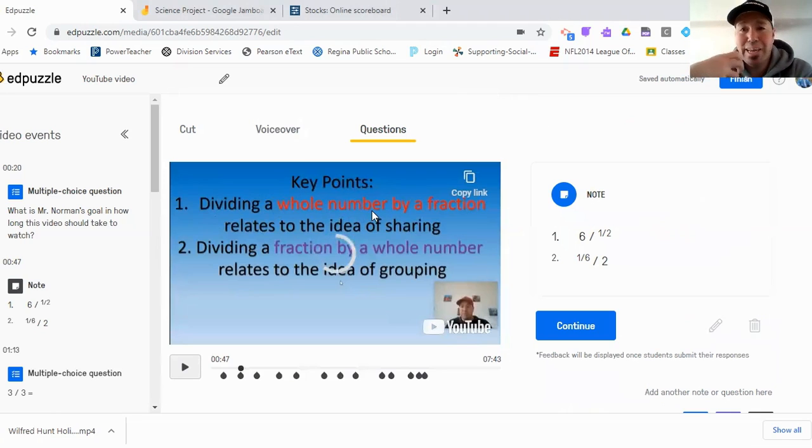Now, one thing I didn't like is when typing in the note, compared to other websites or other video creators that I've played with, the mathematical notation wasn't that great. So this is what a whole number divided by a fraction looks like. It's not the cleanest. Or for example, here, a fraction divided by a whole number where I have a 6 divided by 2. It wasn't the greatest, but I think the kids will be able to get that. So you get the idea here. This is essentially what Edpuzzle looks like from the teacher standpoint, or whoever's creating the video.